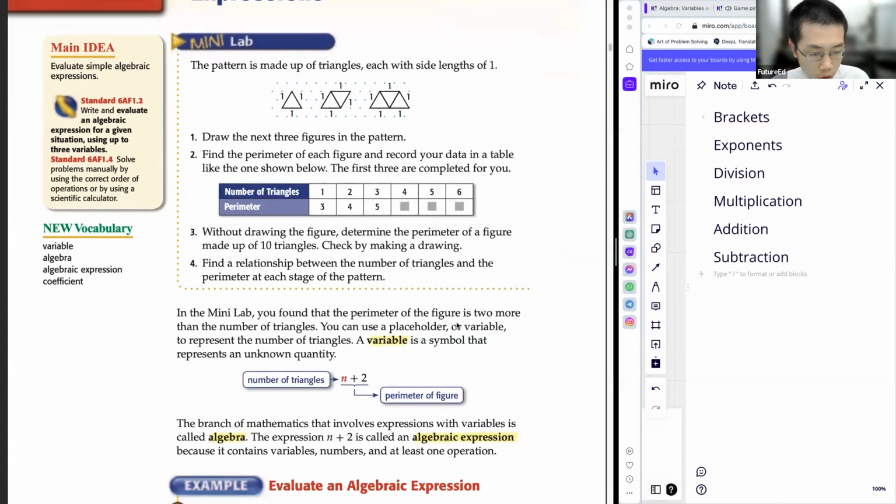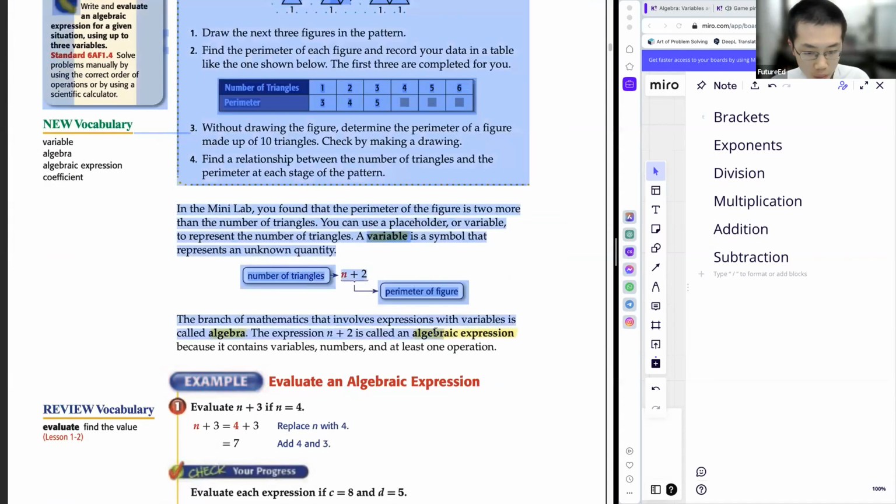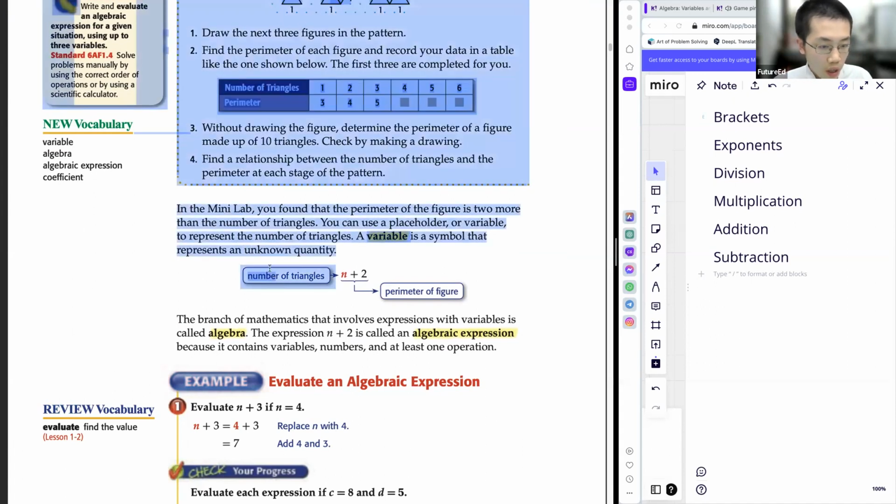Do I have any volunteers who would like to read this next section, please? Starting with "In the mini lab." Thank you, Ryan, for the pointer. Aaron, can you please be so kind as to read this section, please?